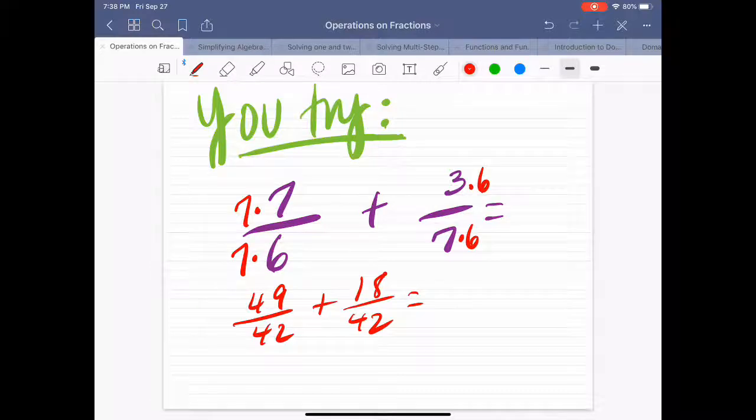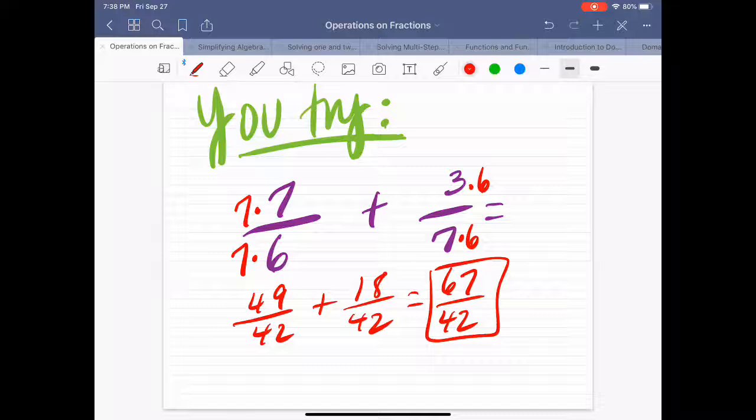Now that you have a common denominator, you're able to add your fractions. So if you add the numerators, 49 plus 18 is 67. And when you add fractions, you just bring down the denominator. It does not simplify, so you are done.